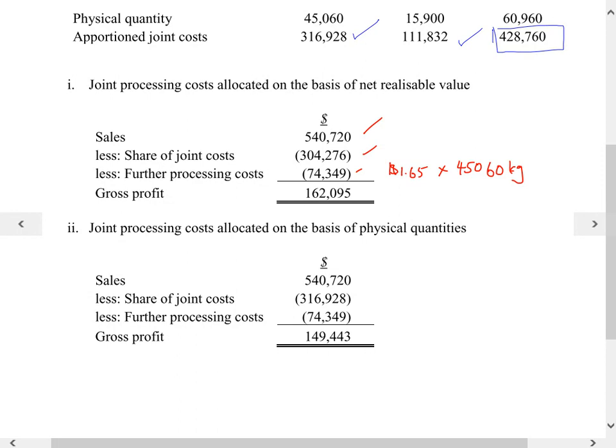Okay, selling price will be the same, the sales value. The cost is based on here, 316, and further processing is the same. Any problem? No.